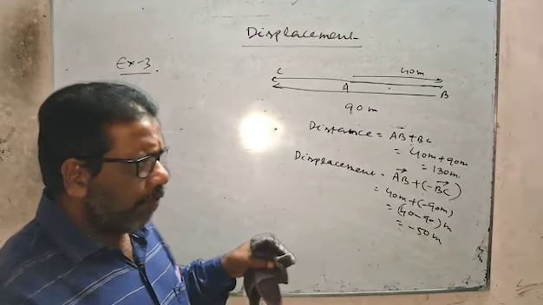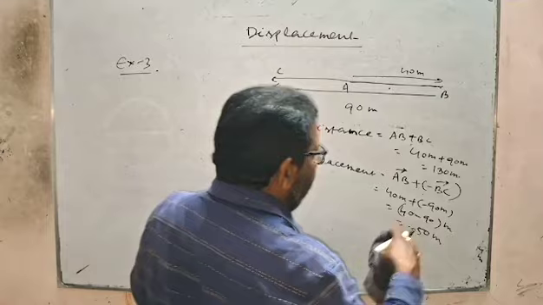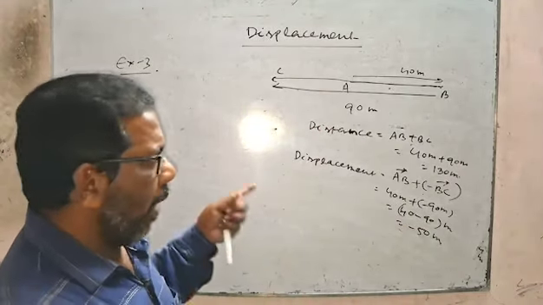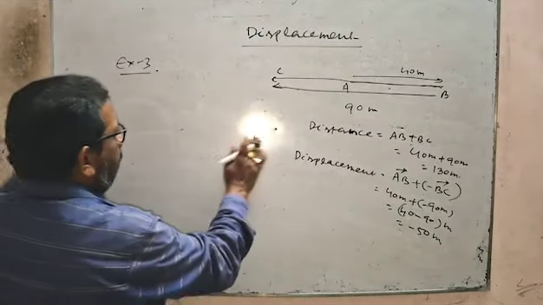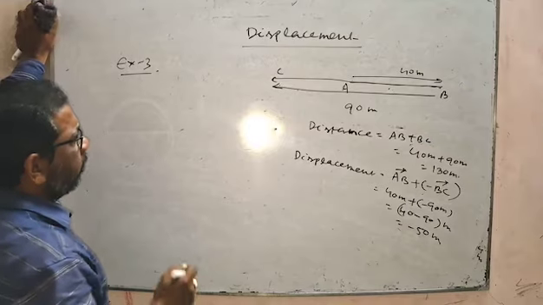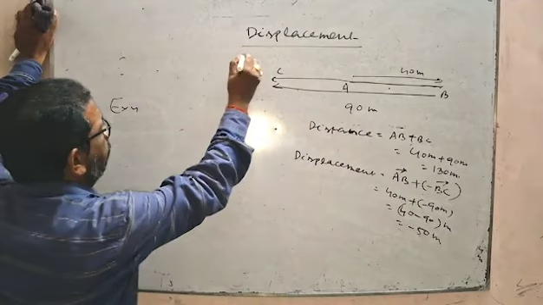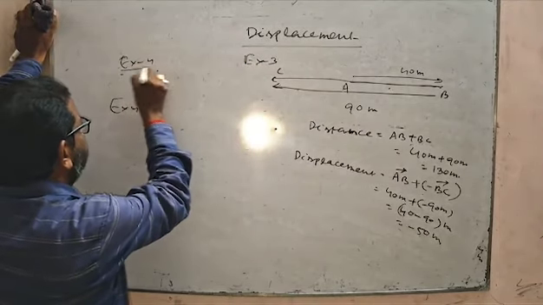Another example we will give, and that will be the last example. Then in the next lecture we will study about speed and velocity and average speed, etc. Take an example, example 4. This was example 3. Example 4.